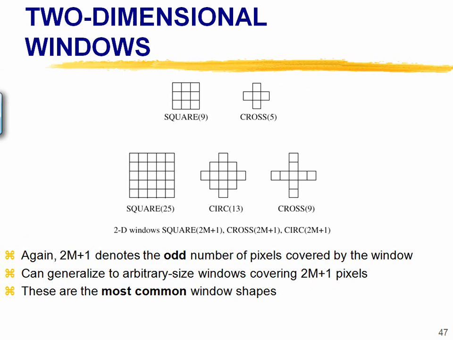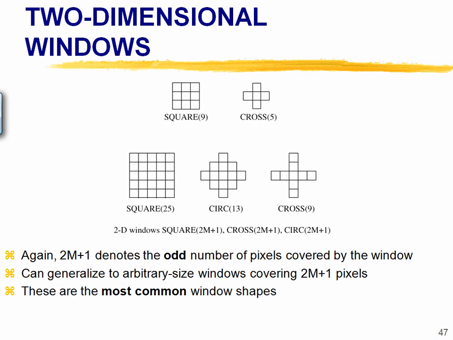All right, these would be simple examples of two-dimensional images, two-dimensional windows. A square, cross, square with 25 values in it, pixels in it, circular with 13, cross with 9. And again, these would be defined based on the shape and the basic elements that are present within that. Again, these are most common window shapes. You don't have to restrict yourselves to these shapes. You can come up with your own symmetric shape, and that's absolutely fine.